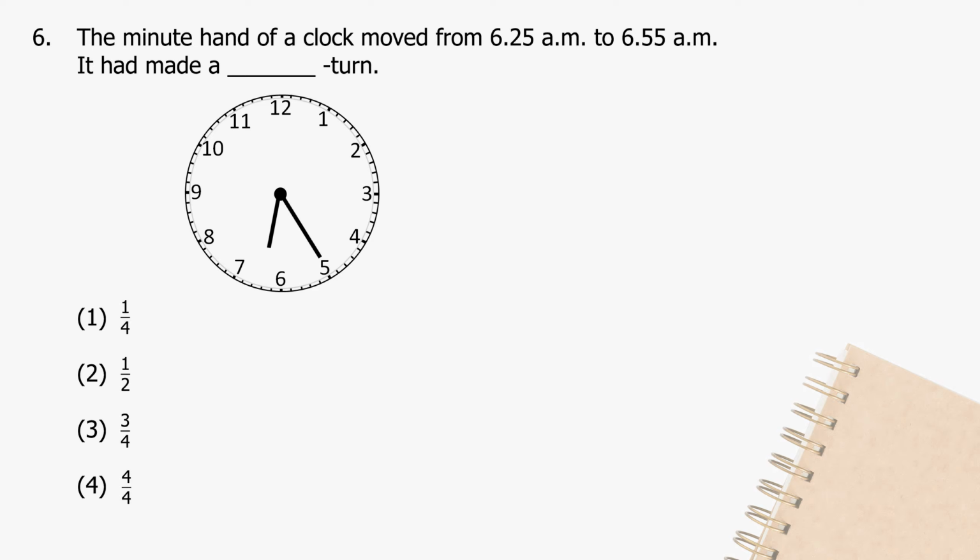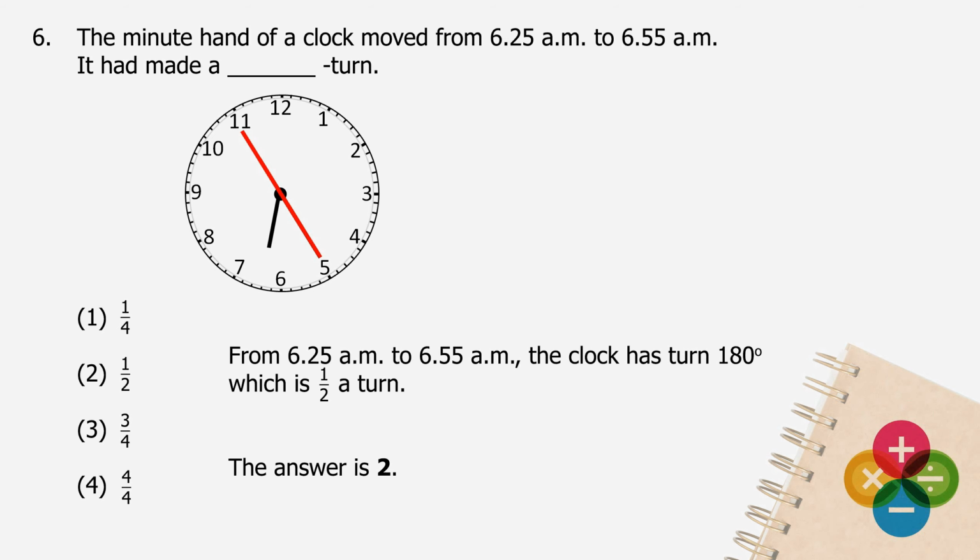Question 6. The minute hand of a clock moved from 6:25 a.m. to 6:55 a.m. It had made a blank turn. From 6:25 a.m. to 6:55 a.m., the minute hand has turned 180 degrees, which is half a turn. The answer is 2.